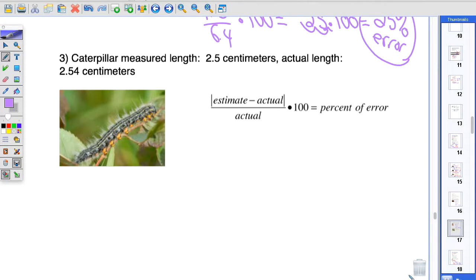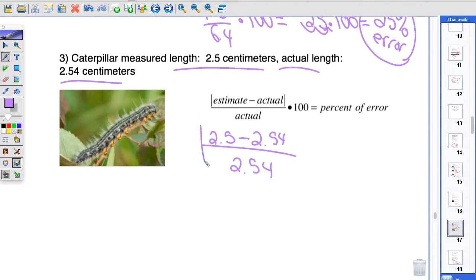Number 3. The caterpillar measured a length of 2.5 centimeters. Its actual length is 2.54 centimeters. So we take our estimated, which is 2.5, minus the actual, 2.54, divide by the actual, 2.54, and take the absolute value, and we also want to multiply by 100. When we subtract, we get negative 0.04 divided by 2.54, and we're going to take the absolute value and multiply by 100.